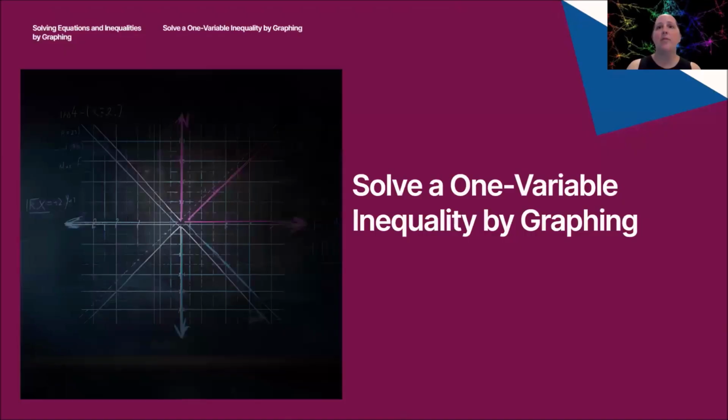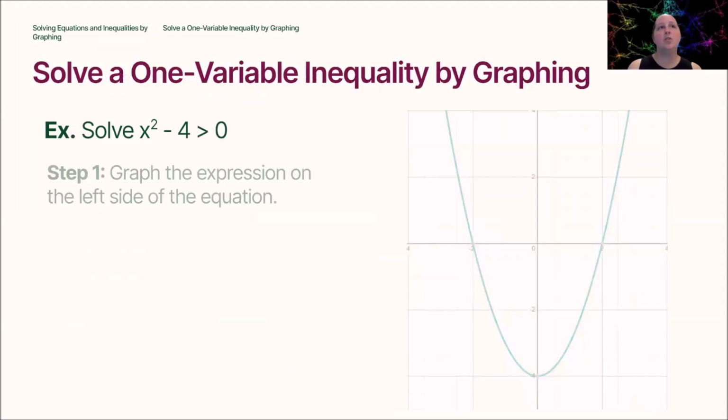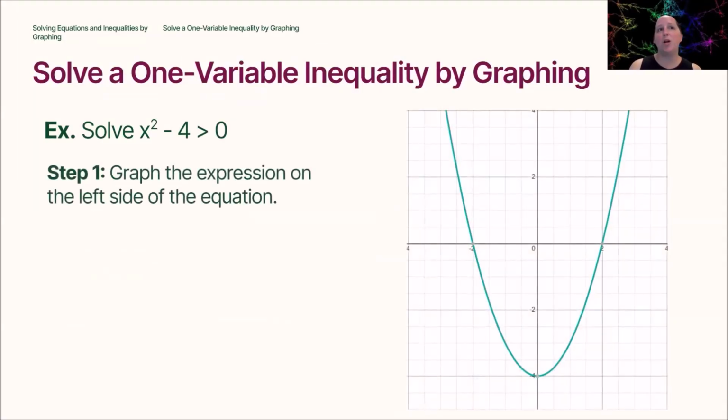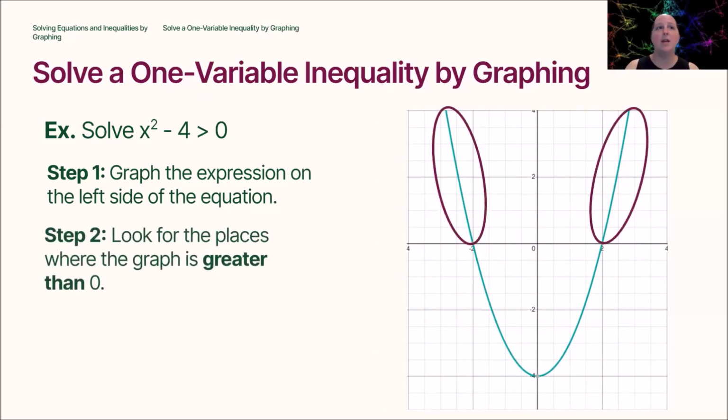Okay. Solve a one variable inequality by graphing. So if I wanted to solve x squared minus 4 is greater than 0, okay? I want to graph the expression on the left side, the x squared minus 4, which looks like this graph here, okay? And then I'm looking for places where the graph is greater than 0. So in this case, I'm looking at things that are above the x-axis.